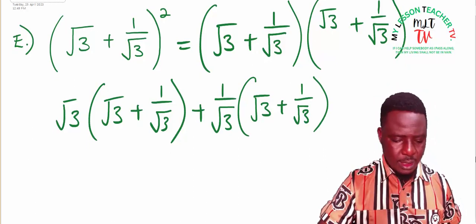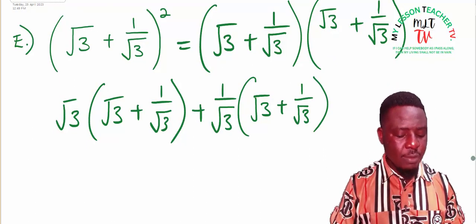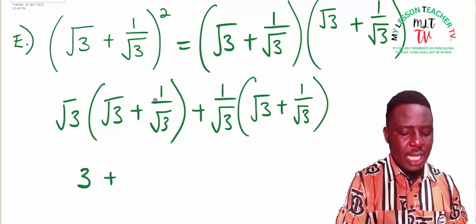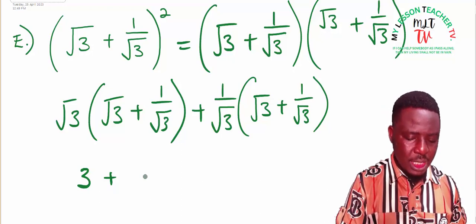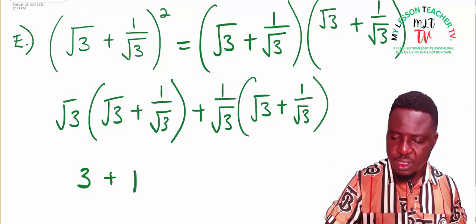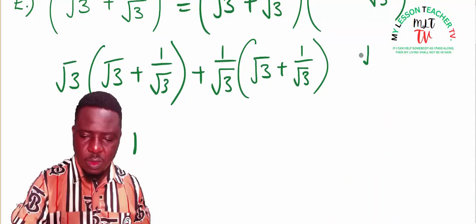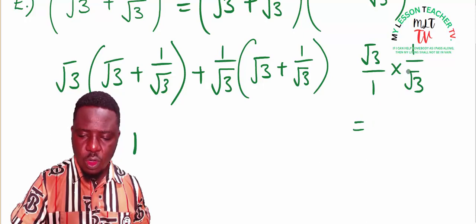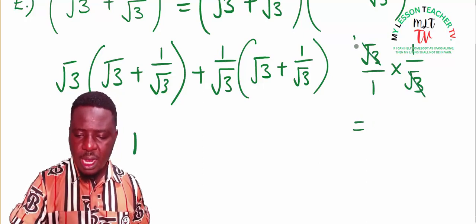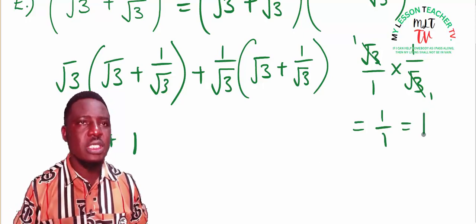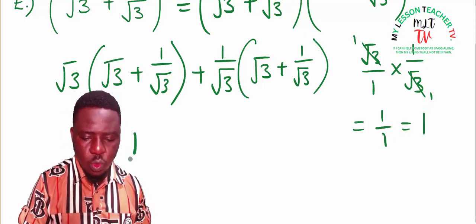So we expand the brackets. Root 3 times root 3 is 3, plus root 3 times positive 1 over root 3 is 1, because if you have root 3 over 1 times 1 over root 3, the root 3 will cancel itself, leaving you with 1 at both numerator and denominator, and 1 divided by 1 is 1. So that's how I got this one.